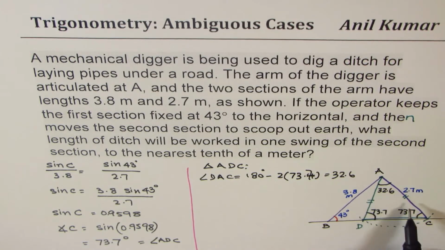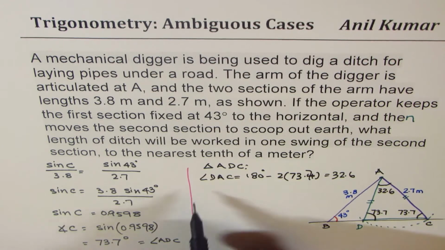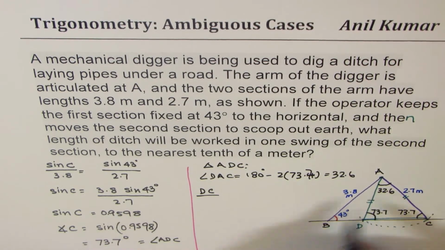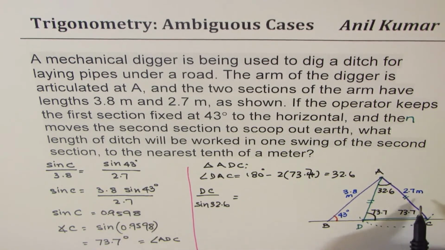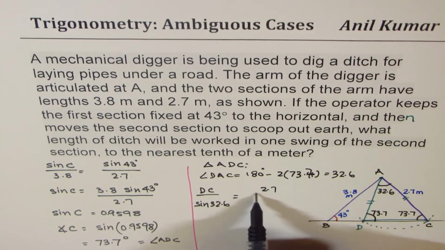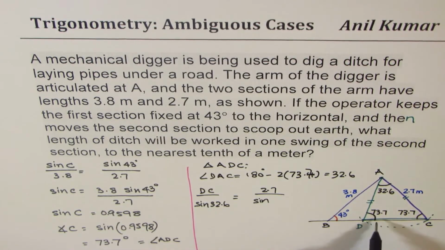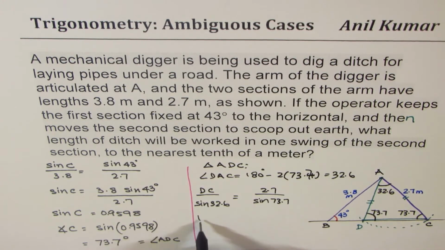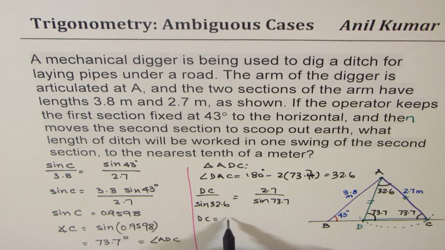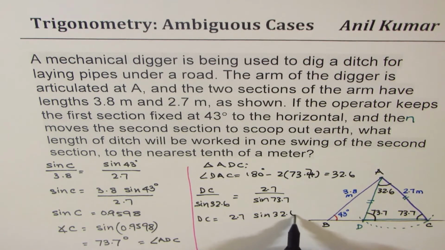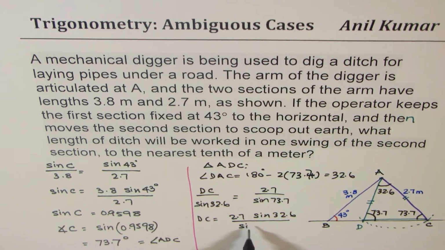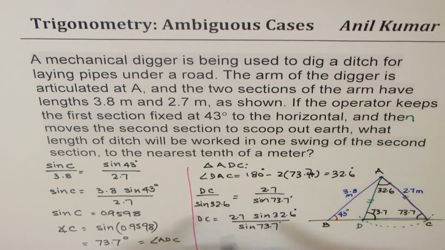Now, with that and the side known, we can again apply the sine law. We can find what DC is. So DC over sine of 32.6 is equal to 2.7 over sine of the angle 73.7. So DC, the earth removed, will be 2.7 times sine of 32.6 divided by sine of 73.7 degrees, right? All these are in degrees.